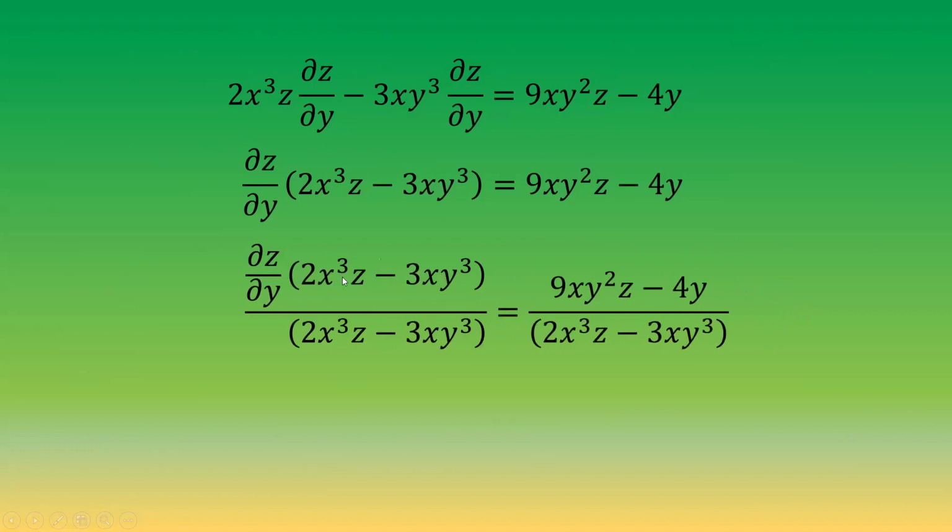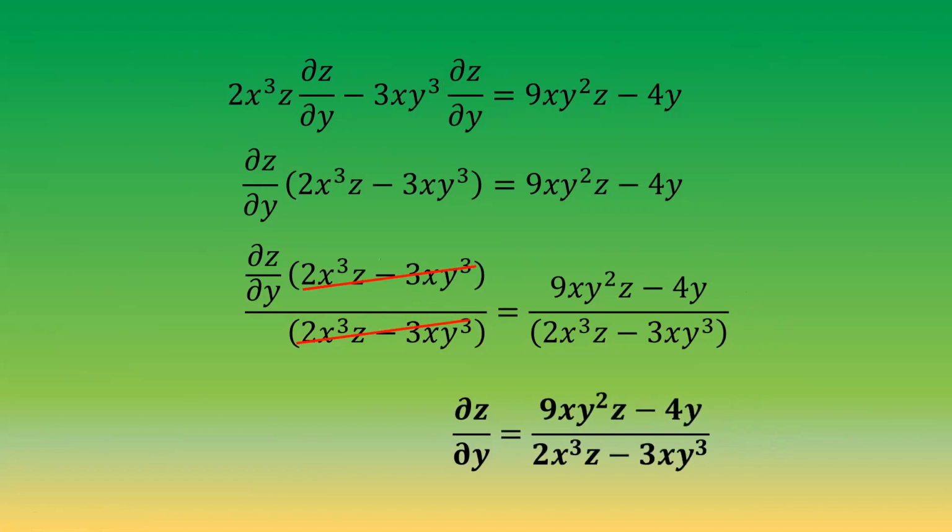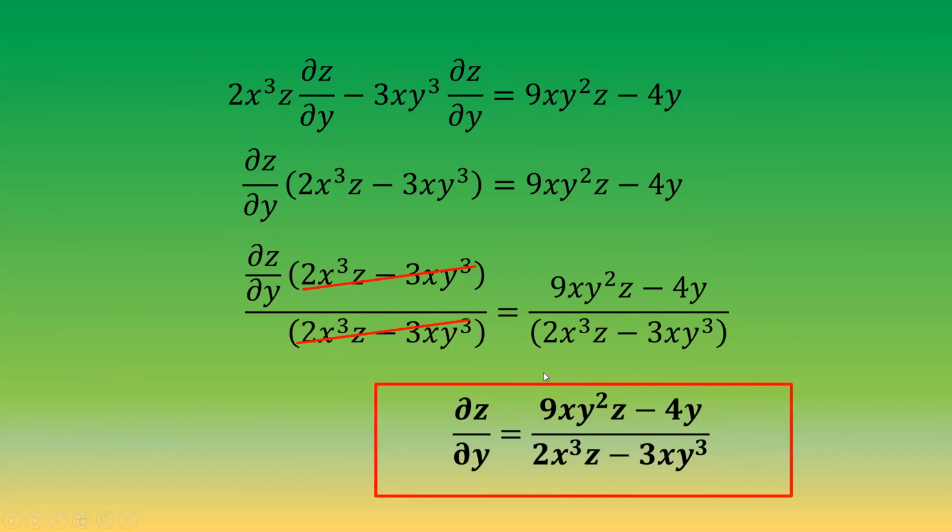So, para ma-solve natin yung partial derivative of z with respect to y, cancel ito. Cancel din itong isa. Then we have our partial derivative of z with respect to y equals 9x y squared z minus 4y all over 2x cubed z minus 3x y cubed. So, ito yung ating partial derivative of z with respect to y.